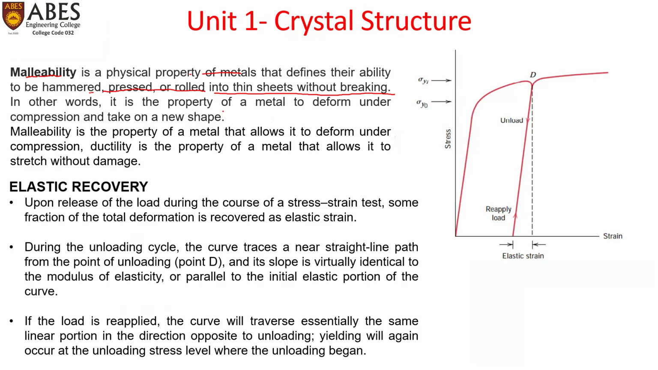In other words, it is the property of a metal to deform under compression and take on a new shape. So while we compress any material, when compressive forces are applied, how well it takes the compression and changes into a new shape is called malleability. Malleability allows a metal to deform under compression, while ductility is the property of a metal that allows it to stretch without damage.